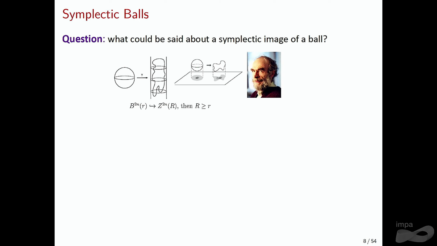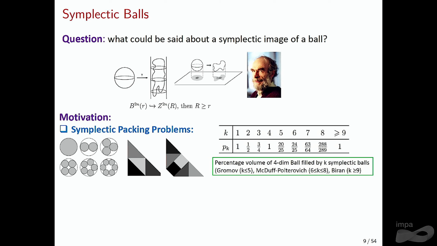I would like to mention two different motivations for this particular question. The first one is the symplectic packing question. What is the symplectic packing problem? Think about the Euclidean case. You have a ball, and you want to pack, let's say, smaller balls of the same radius inside the ball. Here on the left-hand side, you see an illustration of the Euclidean case.